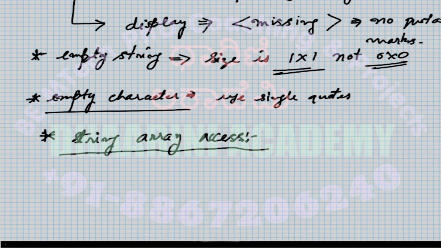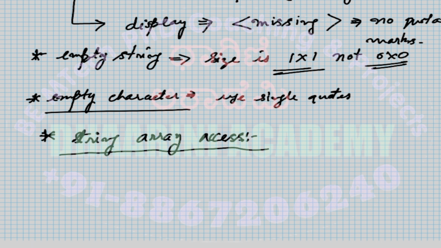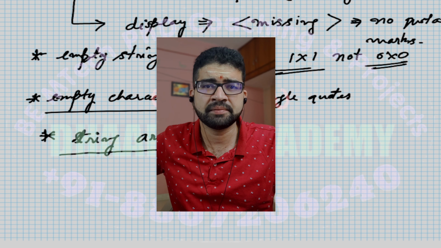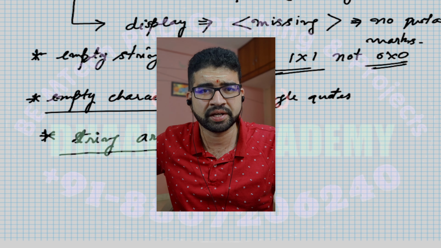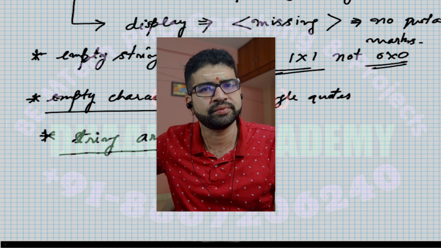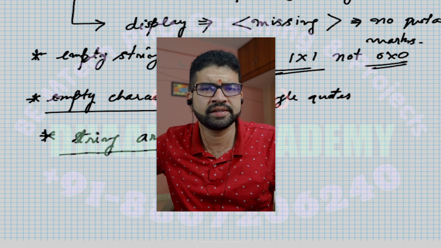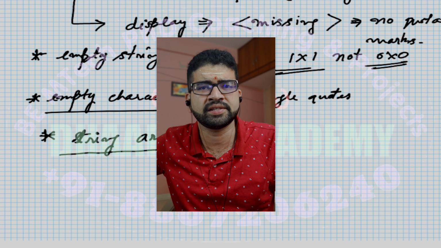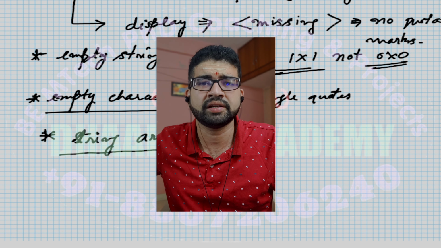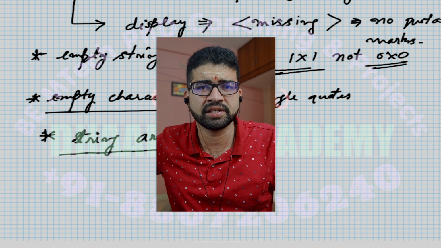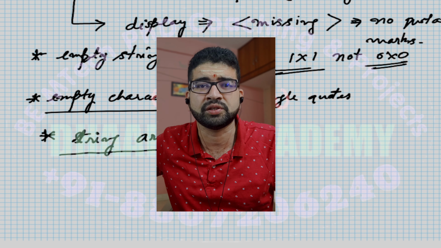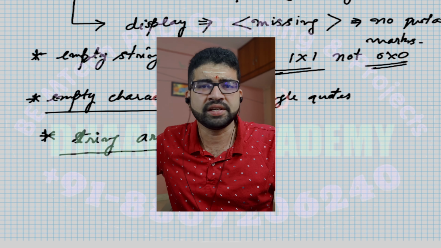String array access: normally string arrays support array operations very similar to numerical arrays. We had many operations: you can access, index, reshape, and do a lot of operations similar to matrix operations. Here also we can do the same. We can replicate, but the technique is slightly different, because the data type is different. There will be a difference in accessing and reshaping numerical arrays compared to string arrays.